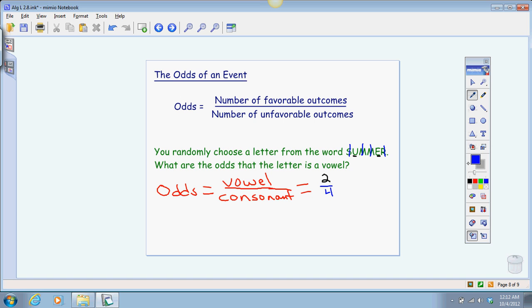So what are the odds? Here's another thing with odds, ladies and gentlemen. You want to leave it in a ratio or a fraction. But we don't change odds to decimals or percents. Do we reduce it? Yes, we do. 2/4 becomes 1 to 2. So our odds of selecting a vowel are 1 to 2. Leave it as a ratio. Probability, usually we put that as a decimal or a percent, but odds we leave as a ratio because we're comparing two things, favorable outcomes to unfavorable outcomes.